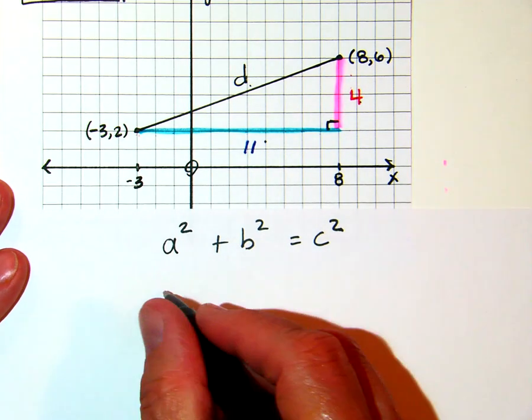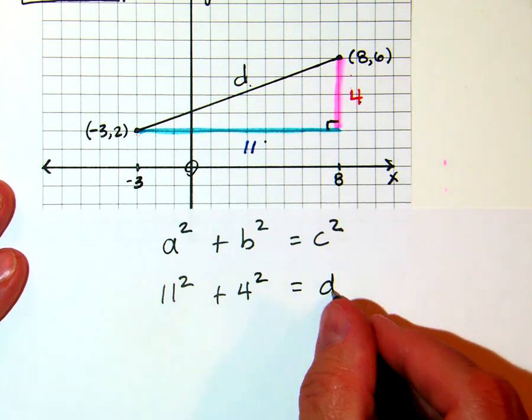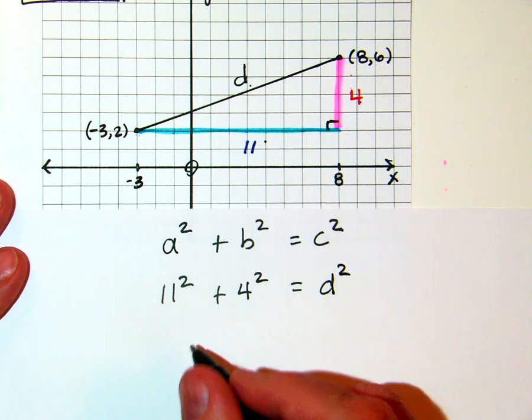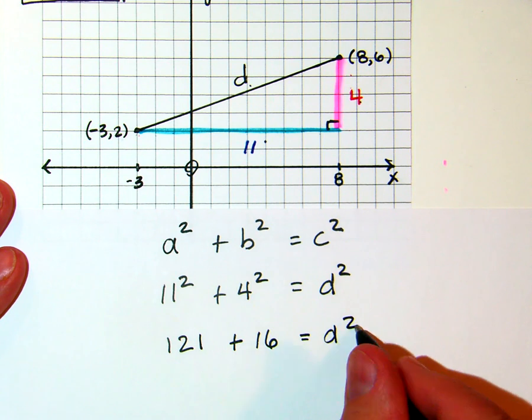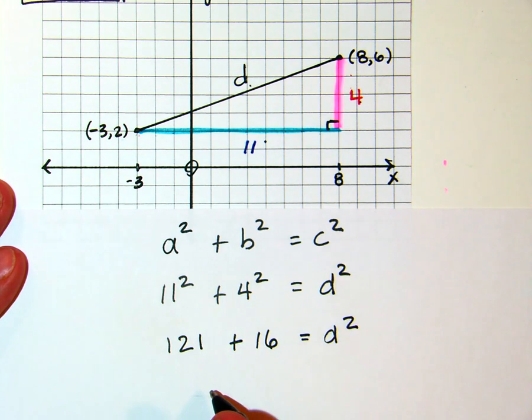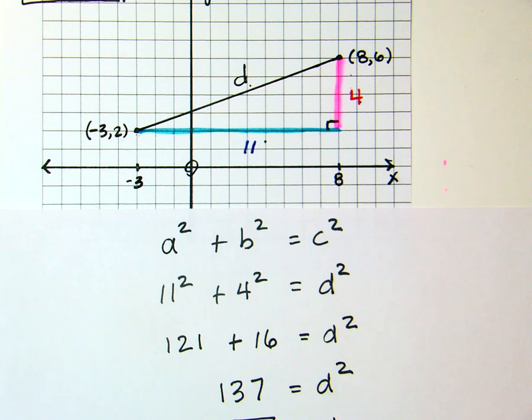Okay, so the sum of the squares, 11 squared plus 4 squared equals C squared. And since we're calling it distance, I'll just go ahead and write D for it. Okay, this is 121 plus 16 equals D squared. That's 137 equals D squared. And I'm thinking that's probably prime. Yeah, I'll come back if it's not. So to do it, we then have that the distance is equal to the square root of 137.